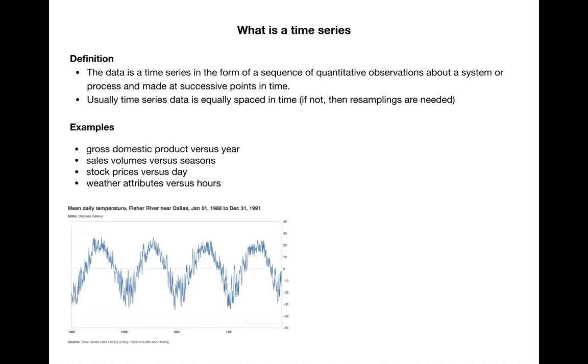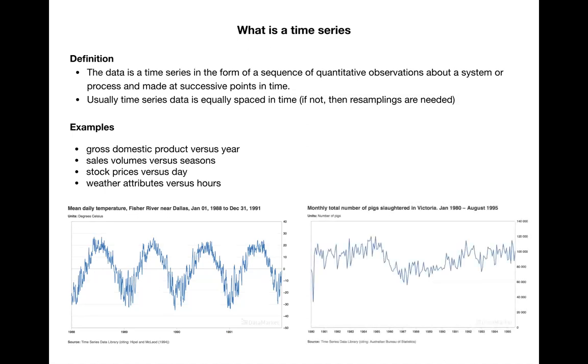For example, you can see that this is the mean daily temperature measured at Fisher River near Dallas from 1988 to 1991. You can see this very regular structure with high temperature in summer and low temperature in winter, with daily and monthly variations as well. So there's internal variation structure in a time series, and the point of analyzing time series is to work out what's causing those variations, and that every variation has a physical reason behind it.